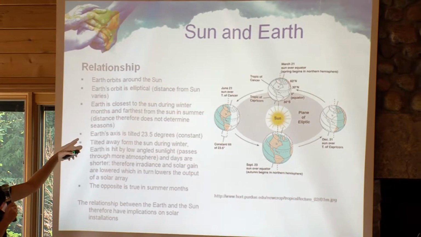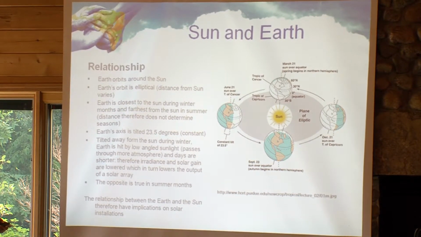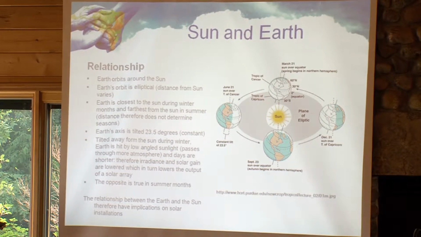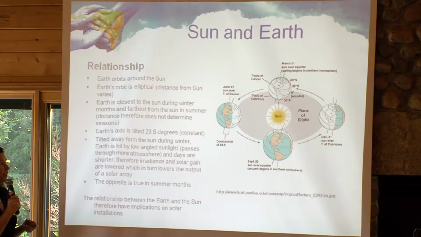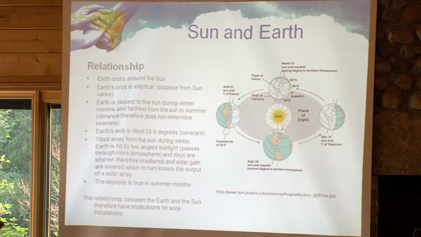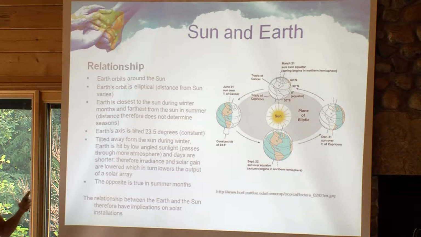There are some technical descriptions about this relationship, but I think the most important thing for you to understand is that the Earth is tilted away from the sun during winter, and Earth is hit by low-angled sunlight. It passes through atmosphere, essentially, and the days are shorter. We know this in winter, the days are shorter, but it's because of this relationship between the sun and Earth. And then in the summertime, the days are longer.